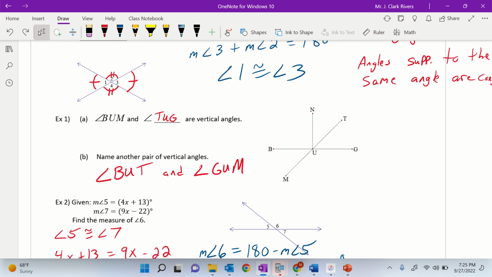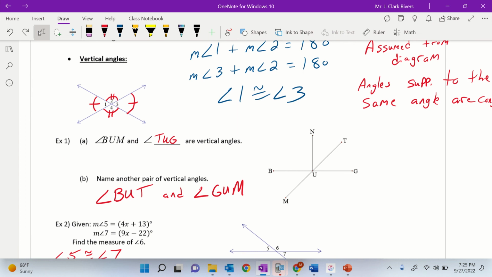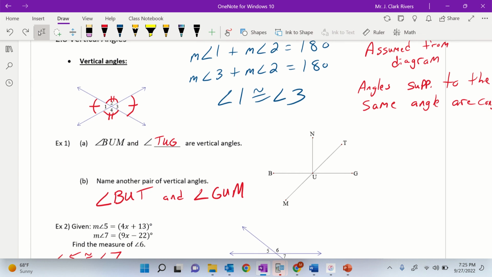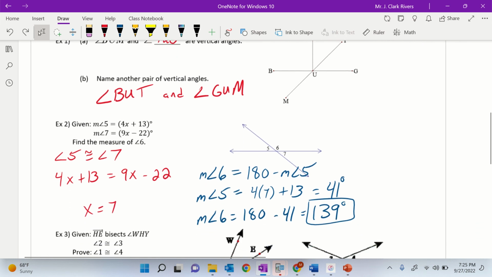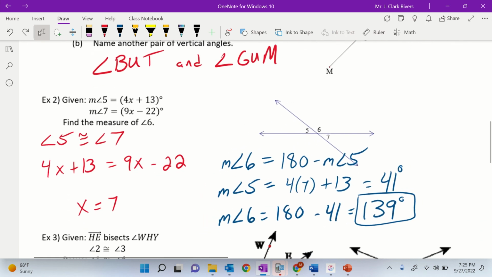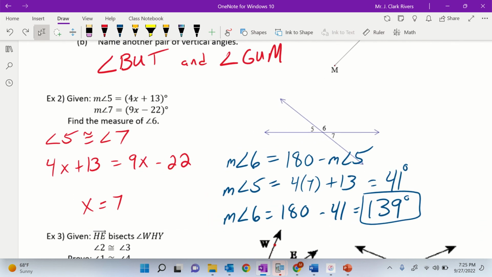So there you go. Try example 2 on your own if you can. Pause the video if you have not. And here we go. Example 2. Given that angle 5 has a measure of 4x plus 13. So here's angle 5.